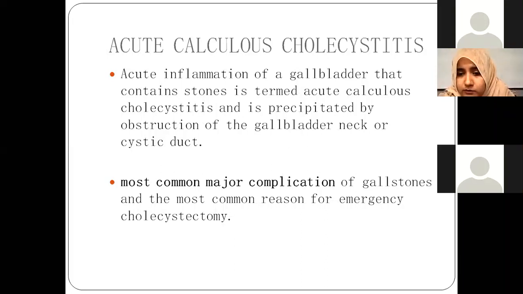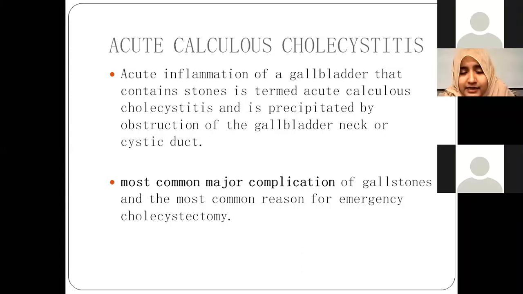There is acute inflammation of the gallbladder that contains a stone, termed acute calculous cholecystitis, and it is precipitated by the obstruction of the gallbladder neck or cystic duct. To your knowledge, you must have seen people who have gallstones but are asymptomatic. They never turn into symptomatic patients, and they are happy with it. They won't get into any intervention. They won't get their gallbladder removed because they are not having any kind of sign and symptom.